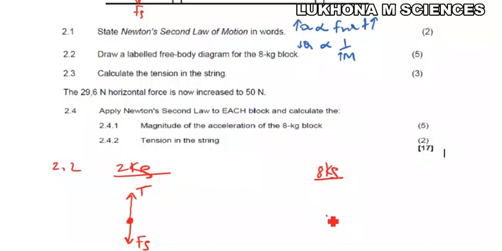Then we have the 8 kg block. There is a tension there. There is a normal force. There is the weight. We also have the applied force. There is a friction. The object is moving in this direction, therefore the friction is opposing the motion of the object. So we have Fk here. This is 5 marks. We must have 5 forces: 1, 2, 3, 4, 5.